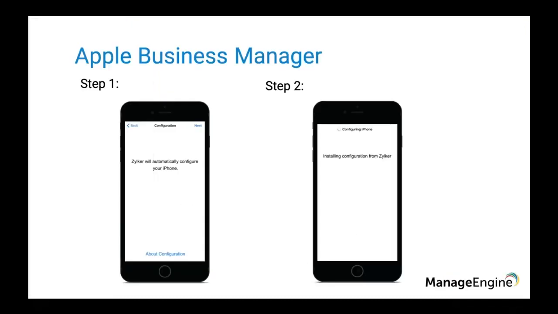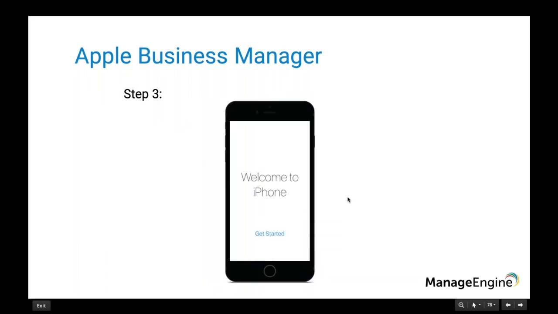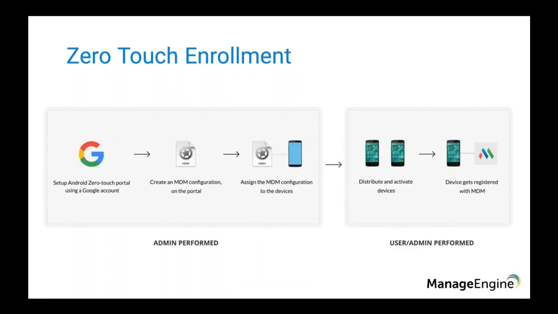So once that is done, automatically all the device details would be fetched. Once the device details are fetched, you don't have to perform any actions on the device end. You just have to turn on the device and automatically the device itself would figure out that there is a configuration waiting for it and would install the configuration from the MDM service. And once that is done, it would cut through all the initial steps and land on the welcome to iPhone page. So that would complete the enrollment process itself.